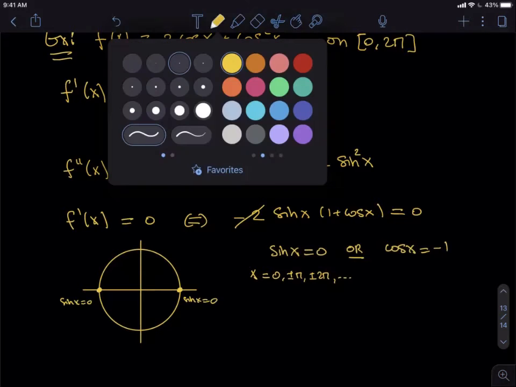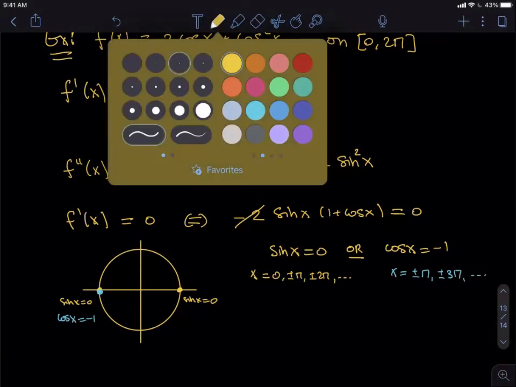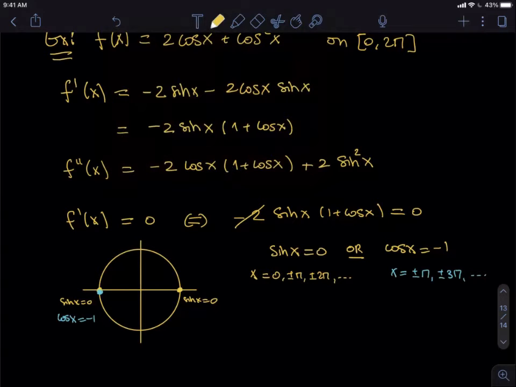And then the cosine of x, let's use a different color, is equal to negative 1. That will happen only here. So the cosine of x equals negative 1 will happen for plus or minus pi, plus or minus 3 pi, and so on. Only the odd multiples. But actually what we realize is that there is a repetition. So the sine of x equals 0 already covers all the bases.